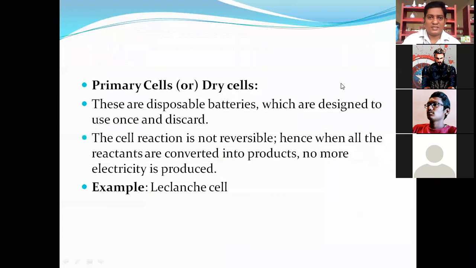Now we will see the difference between a primary cell and a secondary cell. For the primary cell, the best example is the Leclanche cell, which we discussed in a previous class. When you are discussing the primary cell, the reaction cannot be reversed. The primary cell mechanism is always irreversible. It works in only one direction, the discharging mechanism, and primary cell batteries are known to be disposable batteries. After usage, the battery should be dumped in the environment.